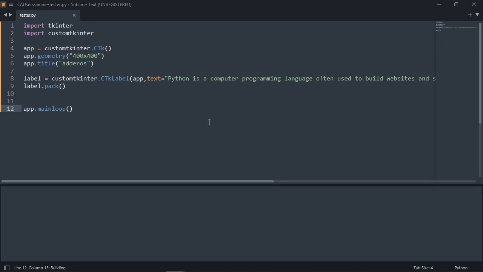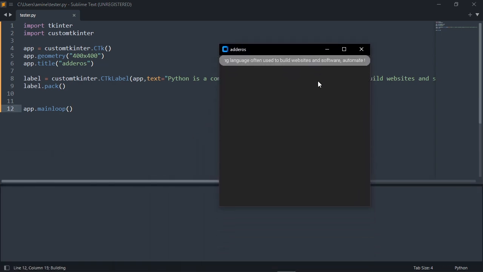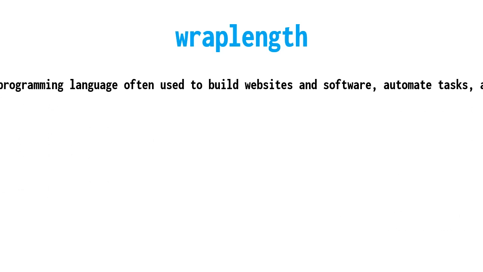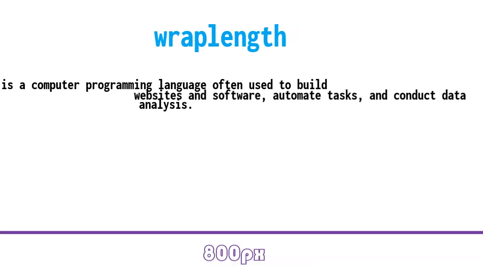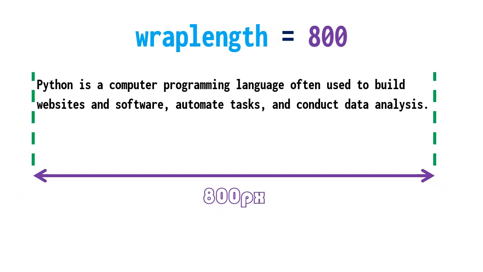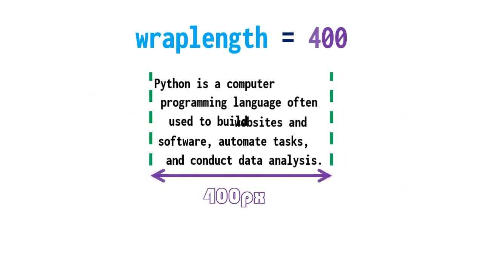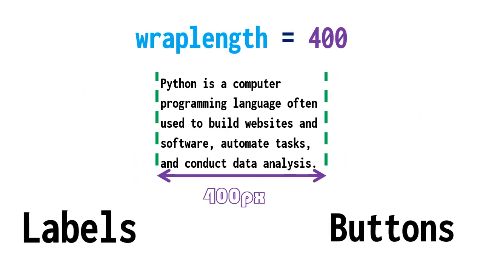But there is a small problem when we want to put a paragraph in the argument text of the label. Let's try. As you can see, the text is displayed in one line. To solve this problem we need to use the argument wraplength. The wraplength option is used to specify the maximum width of a widget's text content before it wraps to the next line. It is commonly used with text-based widgets such as labels or buttons.